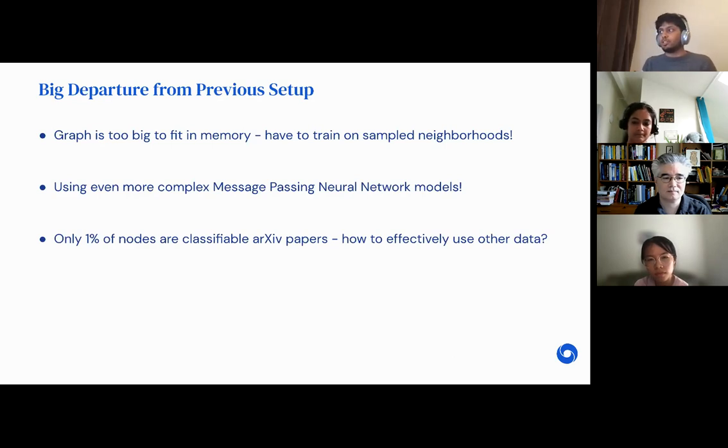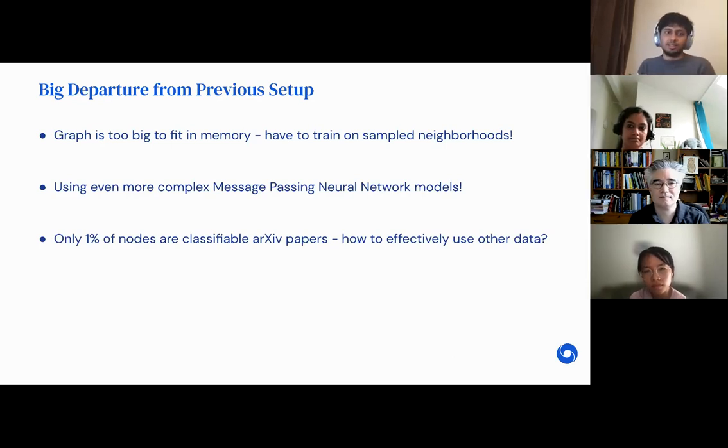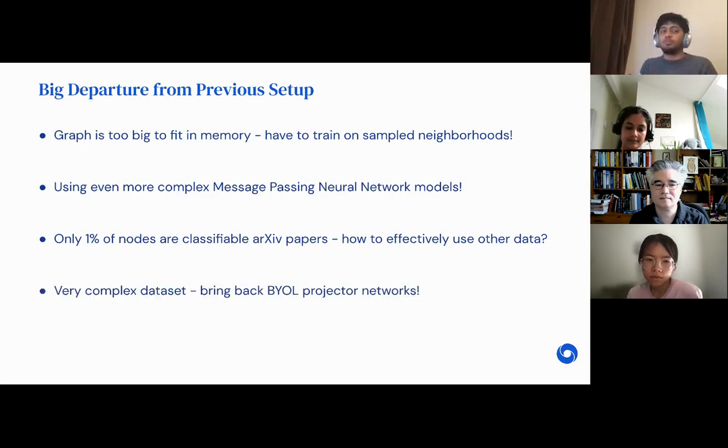And one question was, how do we effectively use the other data? Does it make sense to apply an unsupervised loss on this different class of nodes that we are not even interested in predicting the properties of? And because this was a very complex data set, we thought we might have to bring back the bioprojector networks to make learning more stable.